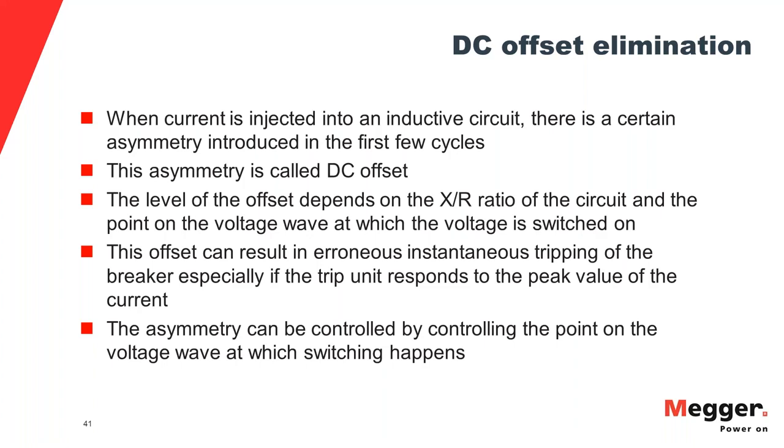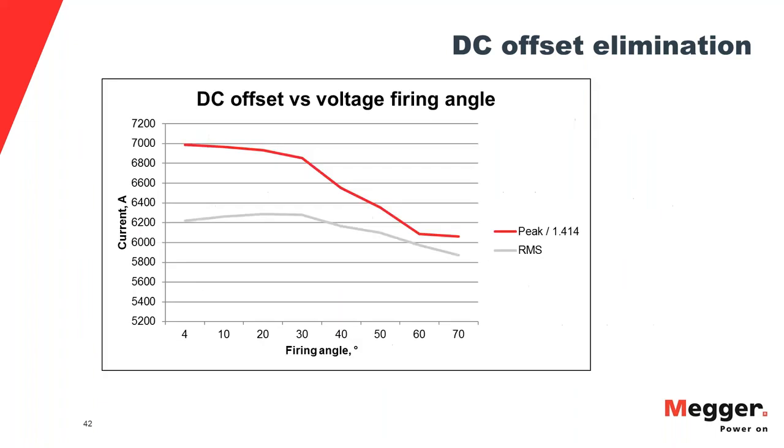Let's look at how we can control the asymmetry. The asymmetry can be controlled by changing the firing angle. So this is the effect that the voltage firing angle has on the DC offset. Voltage firing angle is the point on the voltage wave at which the circuit is closed. You can see that as the firing angle moves from 4 degrees to 70 degrees, the DC offset goes down considerably. The DC offset is measured by looking at the difference between the peak divided by root 2 value and the RMS value. For a perfectly sinusoidal wave, both of them will be equal, as peak by the square root of 2 is actually the RMS value.